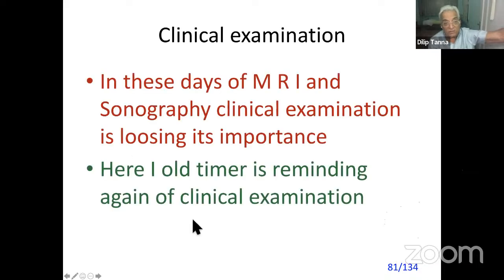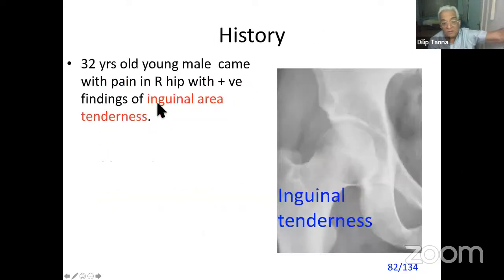In these days of MRI and sonography, clinical examination is losing its importance. Here I am, an old-timer, reminding again of clinical examination. This was again a 32-year-old young male who came with pain in the right hip with positive findings of inguinal area tenderness. No hip deformity, nothing. Only inguinal area tenderness.